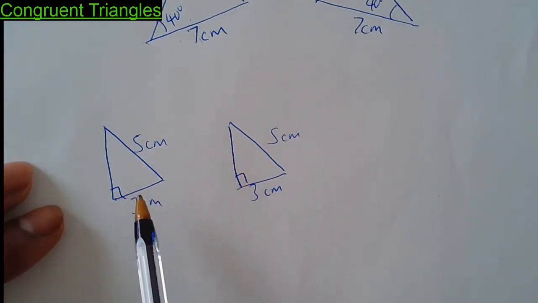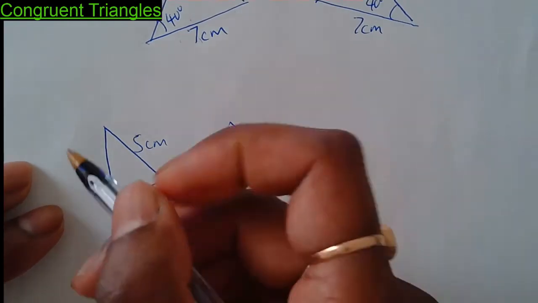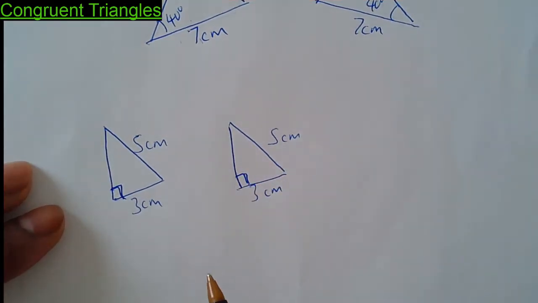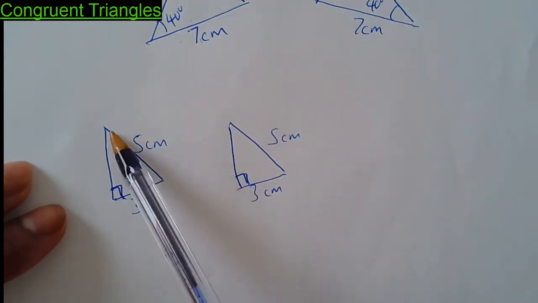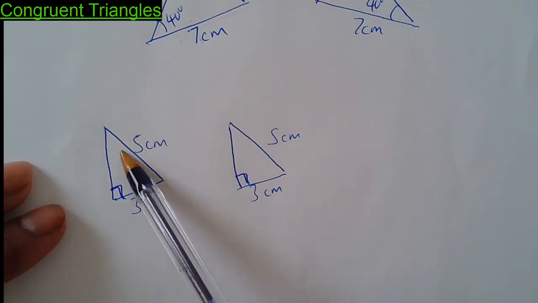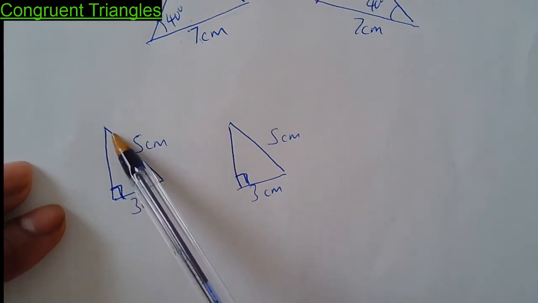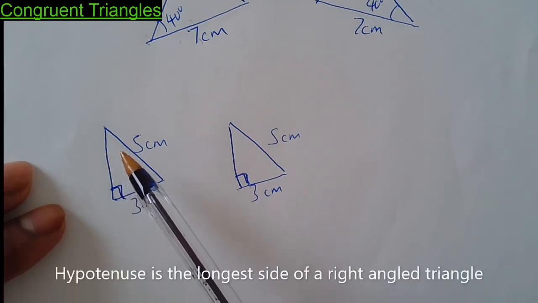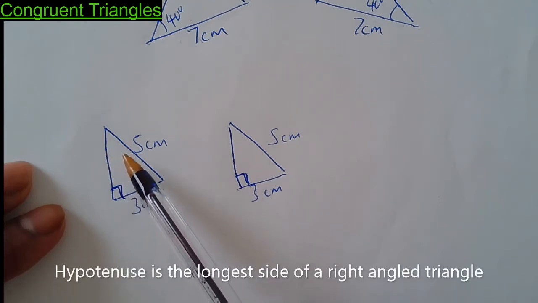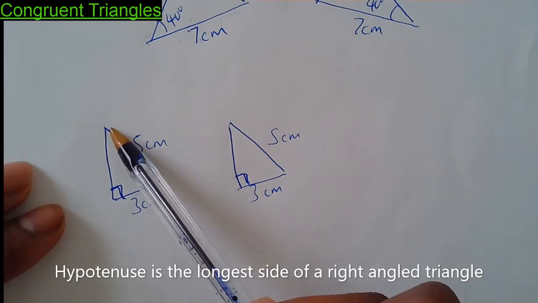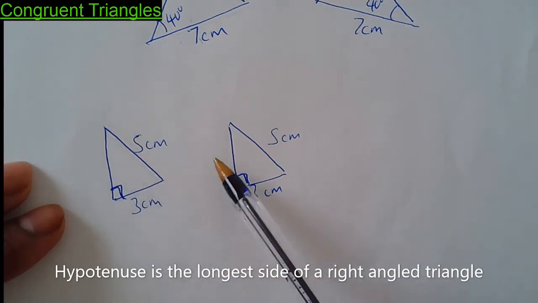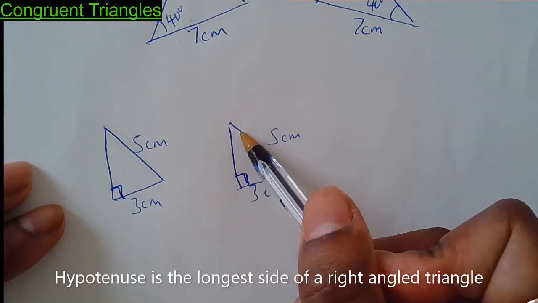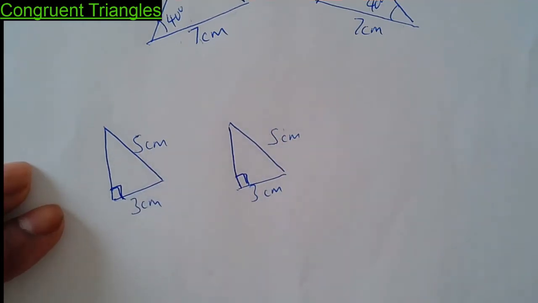Right, if you can identify right angles, right angle triangles, here's that symbol. You can see that the longest side of that right angle triangle, that's the longest side over here. It's what we call the hypotenuse. The longest side of a right angle triangle is called a hypotenuse. That hypotenuse is the same size as the hypotenuse of this triangle, both 5 centimeters. And one of the other shorter sides, this one is 3 centimeters. This one is also 3 centimeters.